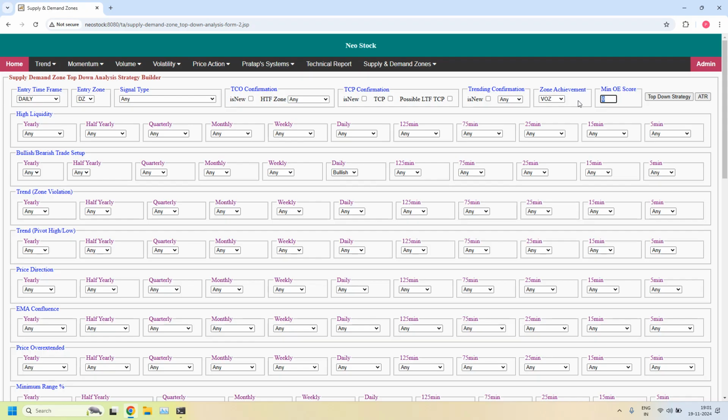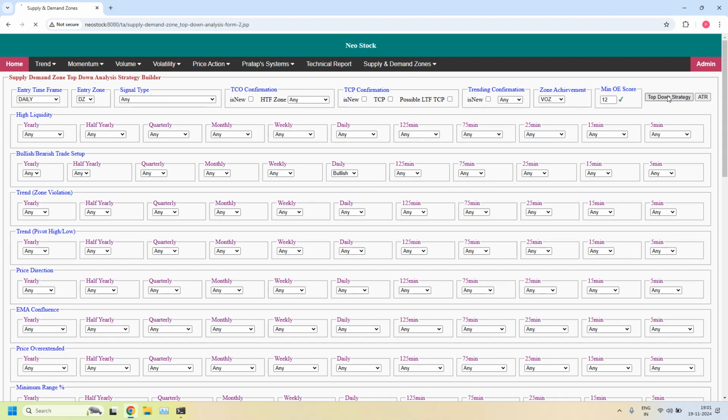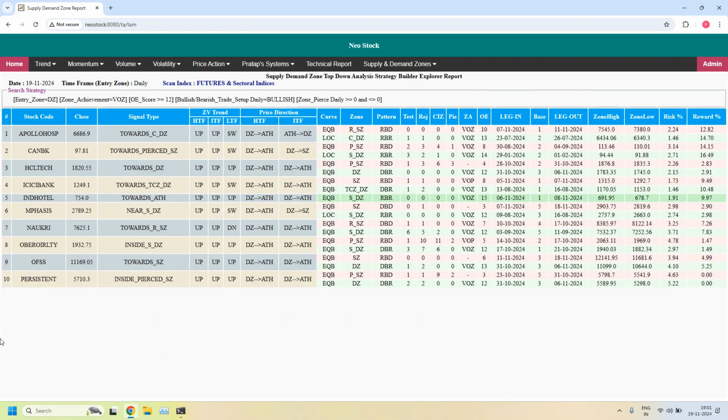Minimum odd enhancer score is 12. All the three filters are applied to daily demand zone. Let's verify. We got 10 stocks. And these 10 stocks are supporting bullish trade setup for monthly income trade. That is entry time frame, daily demand zones.